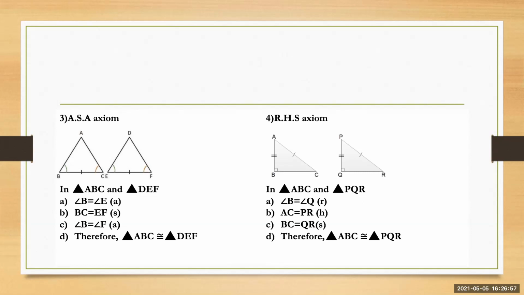Side AC is equal to PR. BC is equal to QR. Therefore, triangle ABC is congruent to triangle PQR.